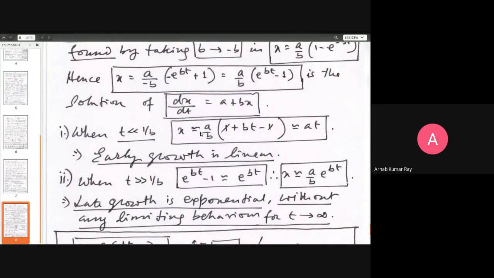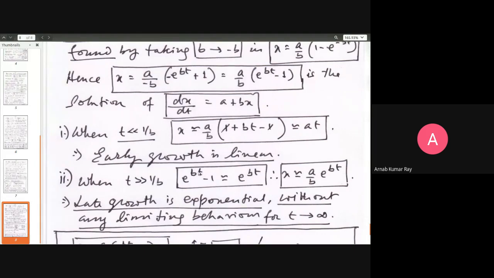So, okay, let's see now. You've got A by B, and then this thing is written as e raised to bt is 1 plus bt. I've neglected the higher powers, bt squared, bt cubed, all these things. So you have got the early growth is again linear. What about late growth? When you have late growth, look at this formula. T is very much greater than 1 upon B.